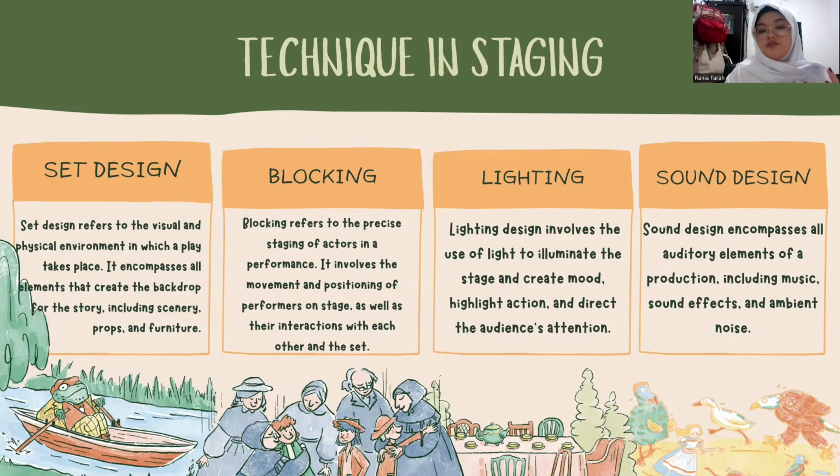It involves the movement and positioning of performers on stage, as well as their interactions with each other and the set. Move to lighting. Lighting design involves the use of light to illuminate the stage and create mood, highlight action, and direct the audience's attention. Sound design encompasses all auditory elements of a production, including music, sound effects, and ambient noise.